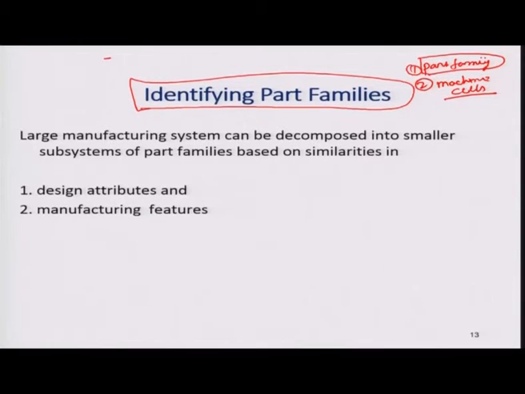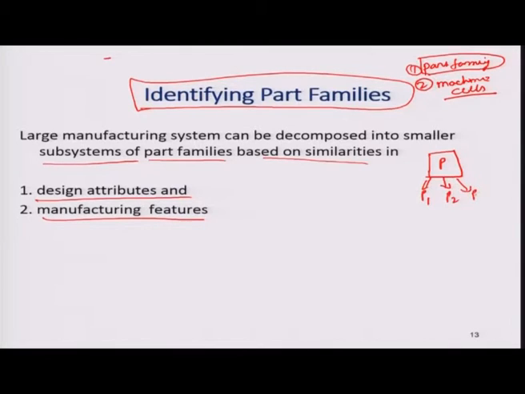A large manufacturing system can be decomposed into smaller subsystems of part families based on similarity in design attributes and manufacturing features. Okay, so first you will have to break down your whole product, disassemble it into a variety of parts P1, P2, P3. Again P1 will have to be decomposed into P11, P12, P13 similarly. Okay, and this decomposition will have to be done on the basis of design attributes and manufacturing features.